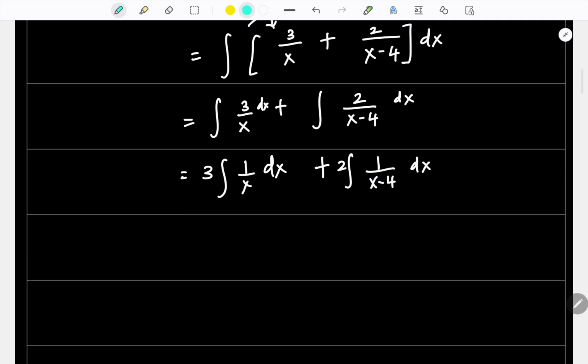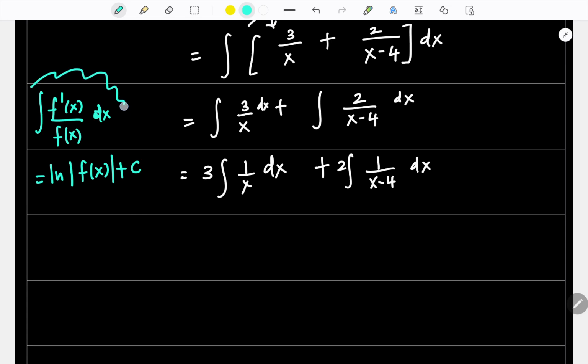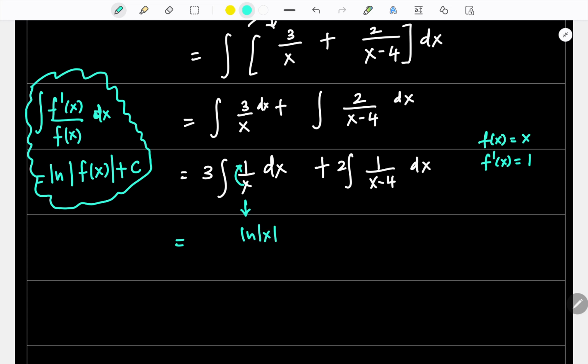So let me recollect the formula. Integral f dash of x divided by f of x dx is equal to ln absolute value of f of x plus integrating constant c. We studied this in the previous module. Remember everybody? Yes. So now look here. What is f of x? f of x is x. What's the derivative of f of x? 1 or dx. Derivative is there. So this is nothing but ln absolute value of x.